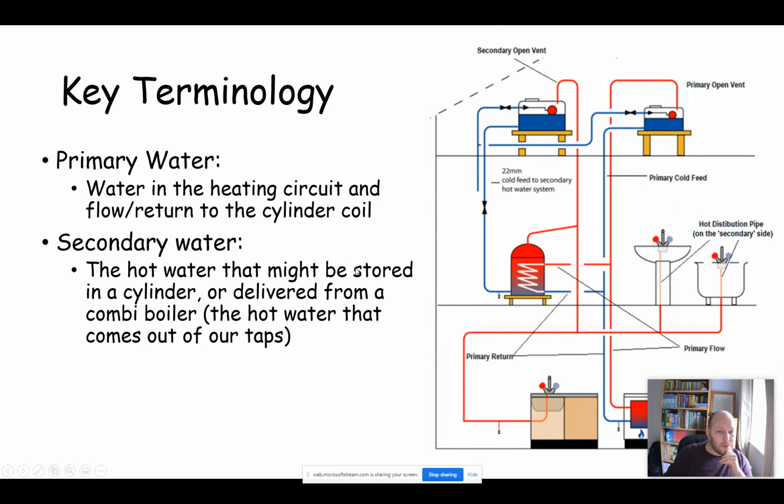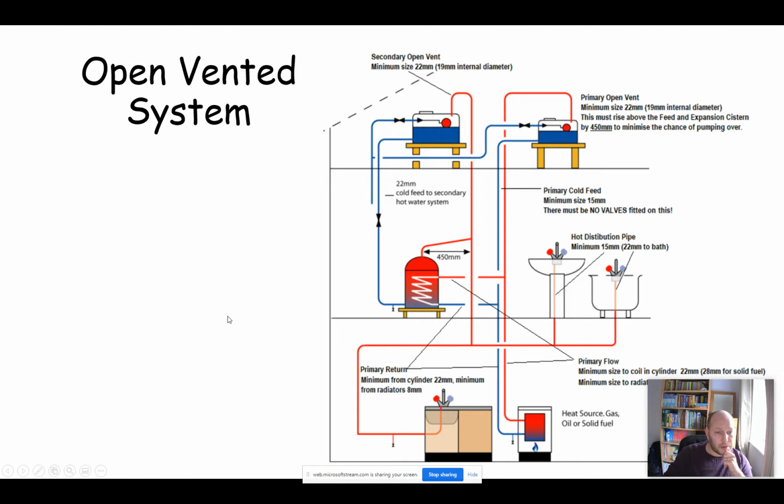Okay, so secondary water, this is the water that potentially could be stored in a cylinder, or it could also be the water that's delivered from a combi boiler. Essentially, it's the hot water that comes out of our taps. That's the secondary water.